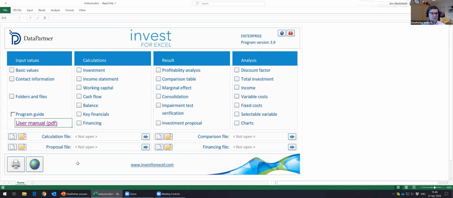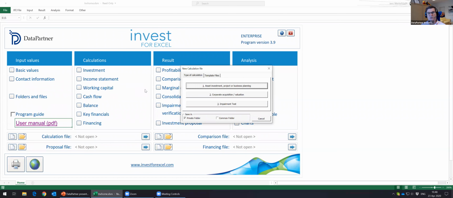And then I think we are ready. Also, I'm running the full version, the enterprise version. Now there are smaller versions, and they are slightly different. In the enterprise version, you can also make corporate acquisitions and valuations. And we will have a separate webinar later addressing that function. And you can also make impairment tests. But this is only enterprise. In other versions, you go directly to the first option.